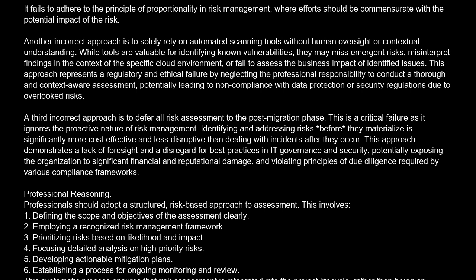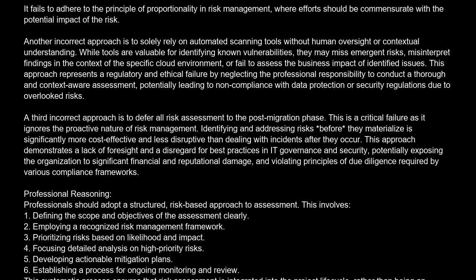While tools are valuable for identifying known vulnerabilities, they may miss emergent risks, misinterpret findings in the context of the specific cloud environment, or fail to assess the business impact of identified issues. This approach represents a regulatory and ethical failure by neglecting the professional responsibility to conduct a thorough and context-aware assessment, potentially leading to non-compliance with data protection or security regulations due to overlooked risks.